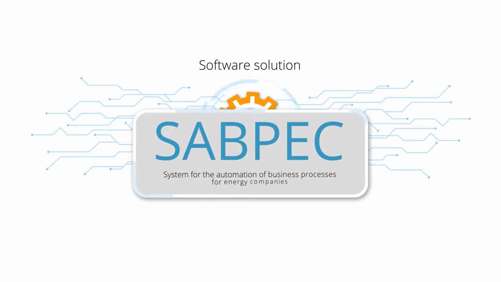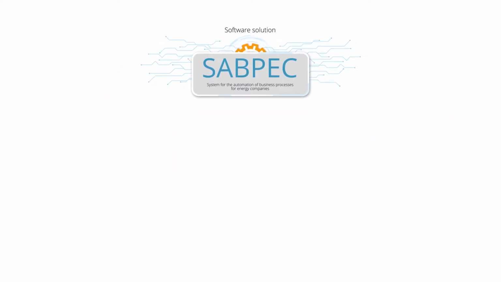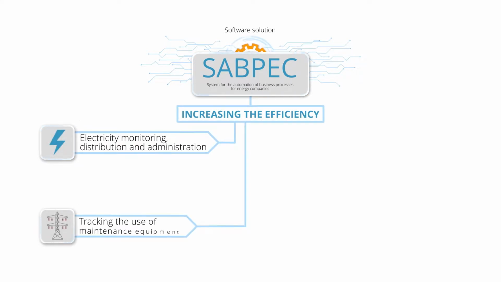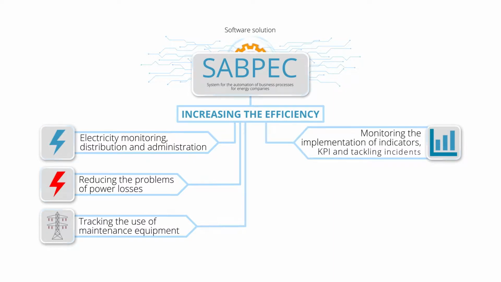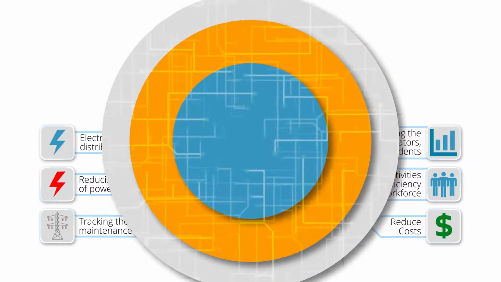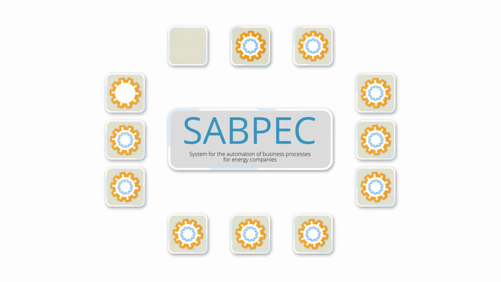The implementation of this system has already given benefits to many energy companies in the following areas: increasing the efficiency of electrical monitoring, distribution and administration, tracking the use of maintenance equipment, reducing the problem of power losses by gathering accurate data from power facilities, monitoring the implementation of indicators, KPI and tackling incidents, supervising the activities and increasing the efficiency of their workforce, which leads to an overall reduction in costs. Interested? The main functionality of this software includes the following modules.